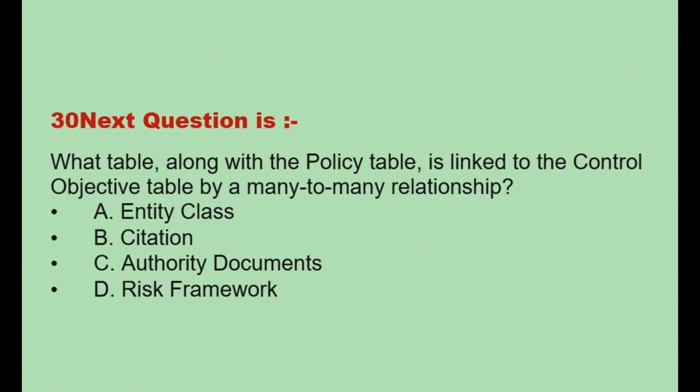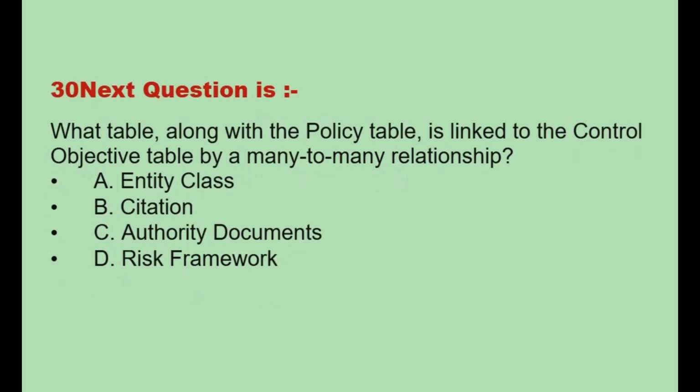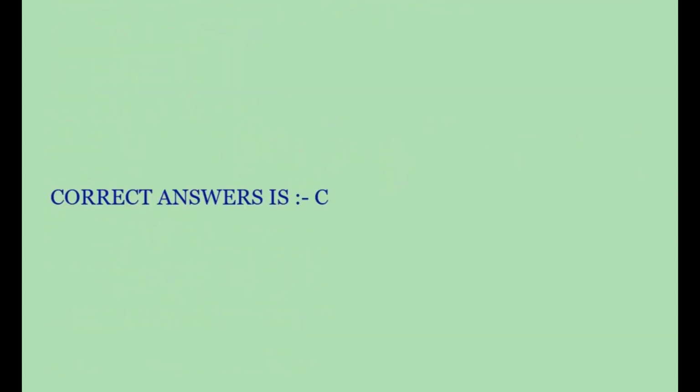Question is, what table along with the policy table is linked to the control objective table by a many-to-many relationship? Option A, entity class. Option B, citation. Option C, authority documents. Option D, risk framework. Correct answer is option C.